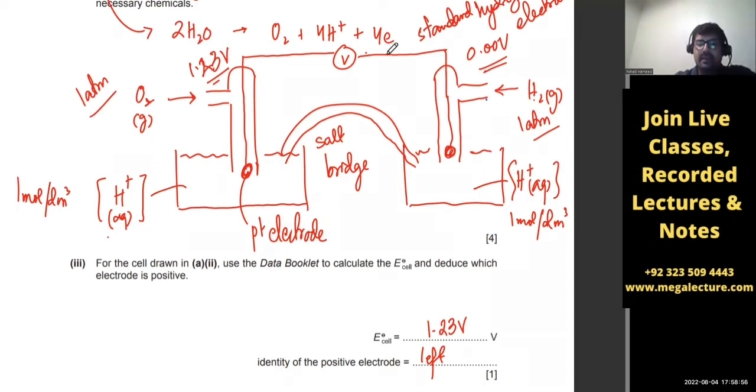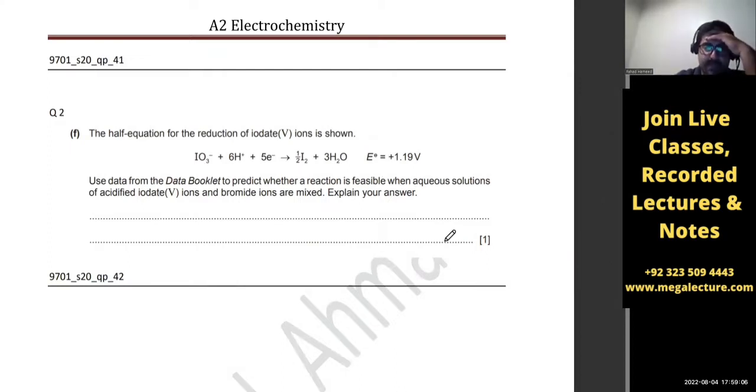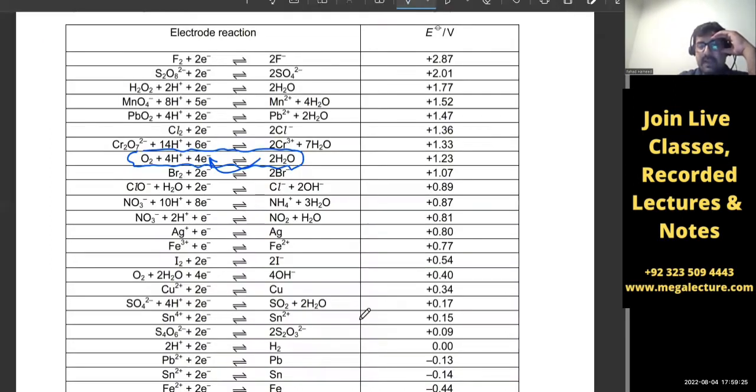So moving on, next one, we've got this equation. He's saying use data from the data booklet to predict whether the reaction is feasible when aqueous solution of iodate 5 ions, which is this one, acidified, and bromide ions are mixed. Now, if you look at the data booklet, you won't find any equations for iodate 5. I don't think you will.